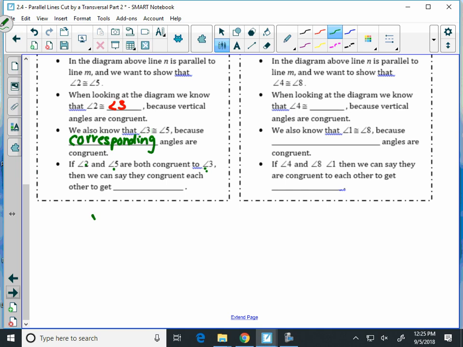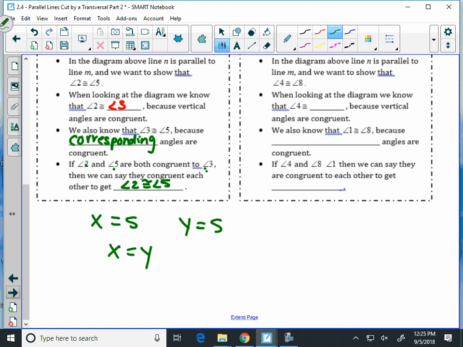Like if x was equal to 5 and y equals 5, aren't x and y equal to each other as well? Equal the same thing? Yeah, that's true in math. Well, that's what we just did here. 2 and 5 both equal the same thing. They're congruent to the same thing. So that means 2 and 5 also have to be congruent to each other.